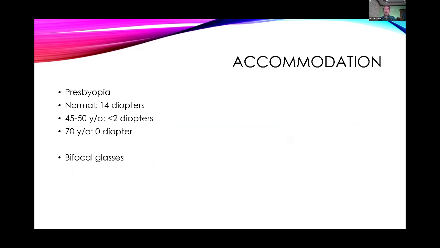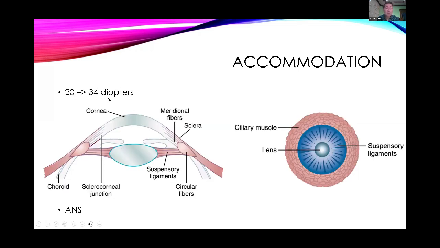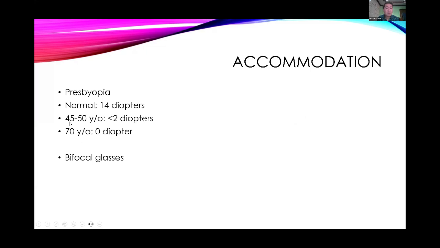That's what I'm saying, presbyopia. Normally, a young individual can have a change of 14 diopters. From 20, it will become 34. But when you are reaching 45 to 50, maybe 2 years from now, less than 2 diopters na lang ang pwedeng i-change ng eye ko. When I reach 70, 0 diopter, as in I cannot accommodate anymore. I might have presbyopia already by then.